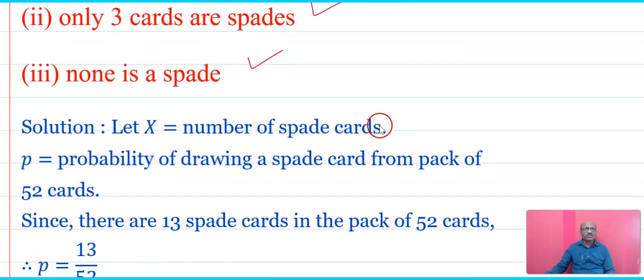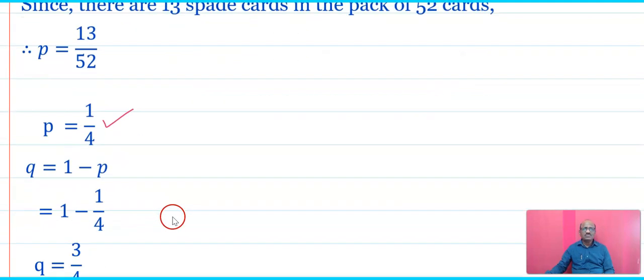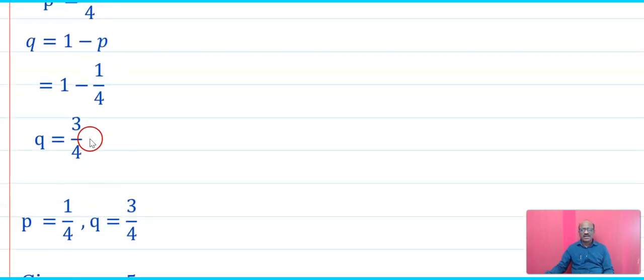Okay. Let X denote the number of spade cards. P, the probability of drawing a spade card from the pack of 52 cards. Since there are 13 spade cards that we know in the pack of 52 cards, therefore the probability is 13 upon 52, and that equals 1 by 4. But what is the value of Q? Q is equal to 1 minus P as P plus Q is 1. Therefore, Q is equal to 1 minus 1 by 4, and the value of Q is 3 by 4.